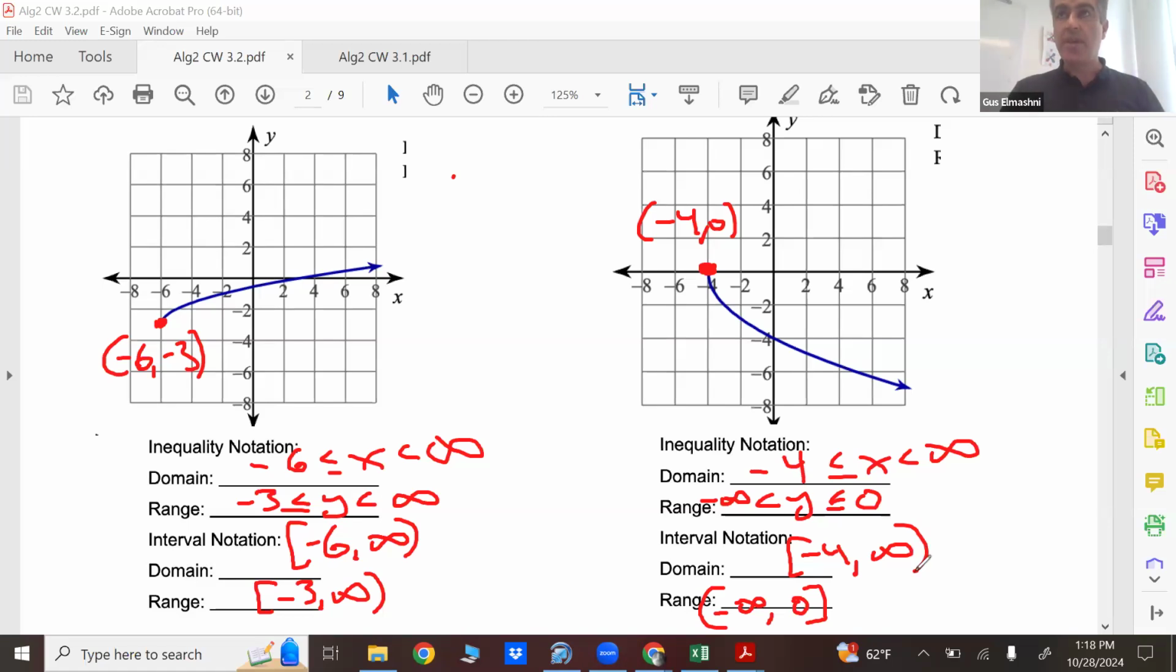Again, the lowest x value is -4, and it's going forever to the right. So x has to be bigger than or equal to -4.